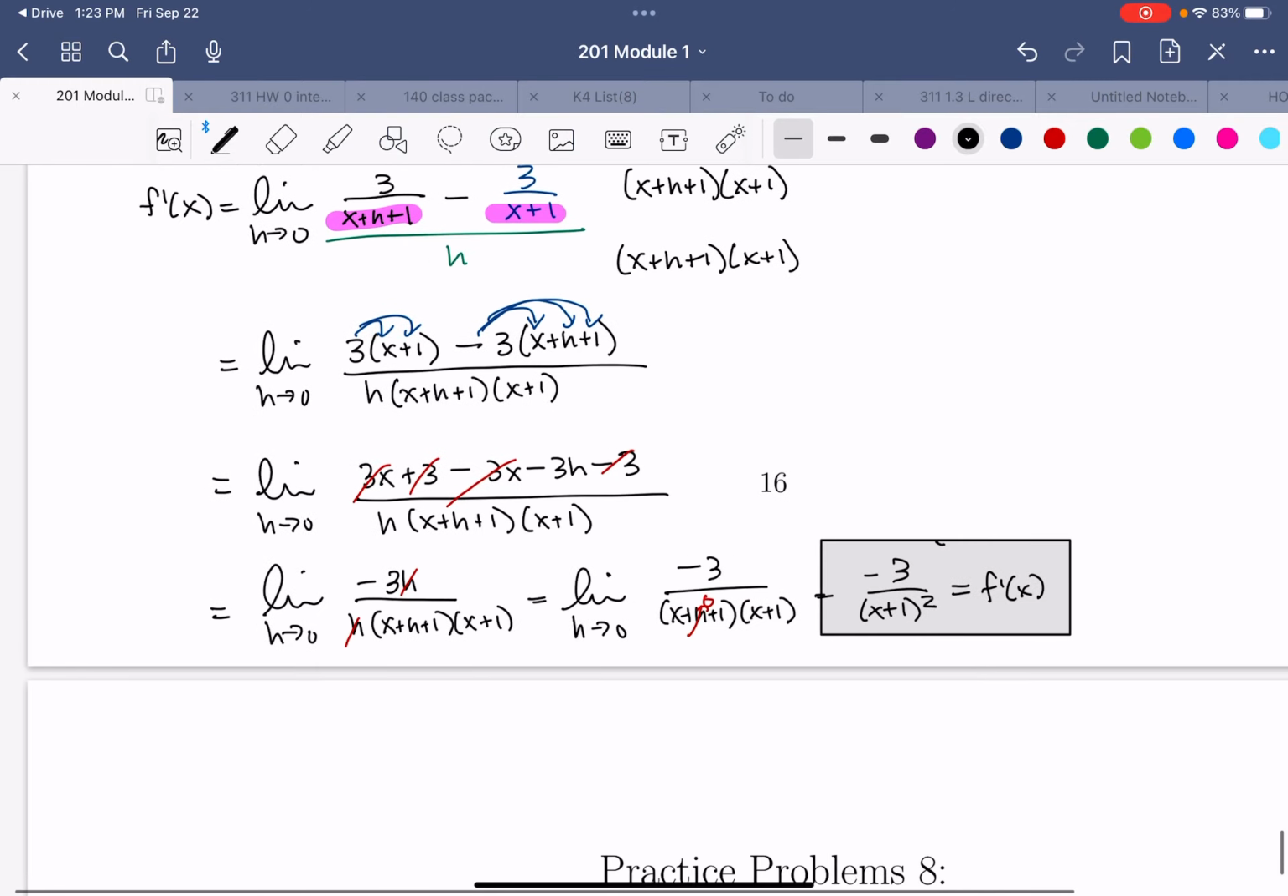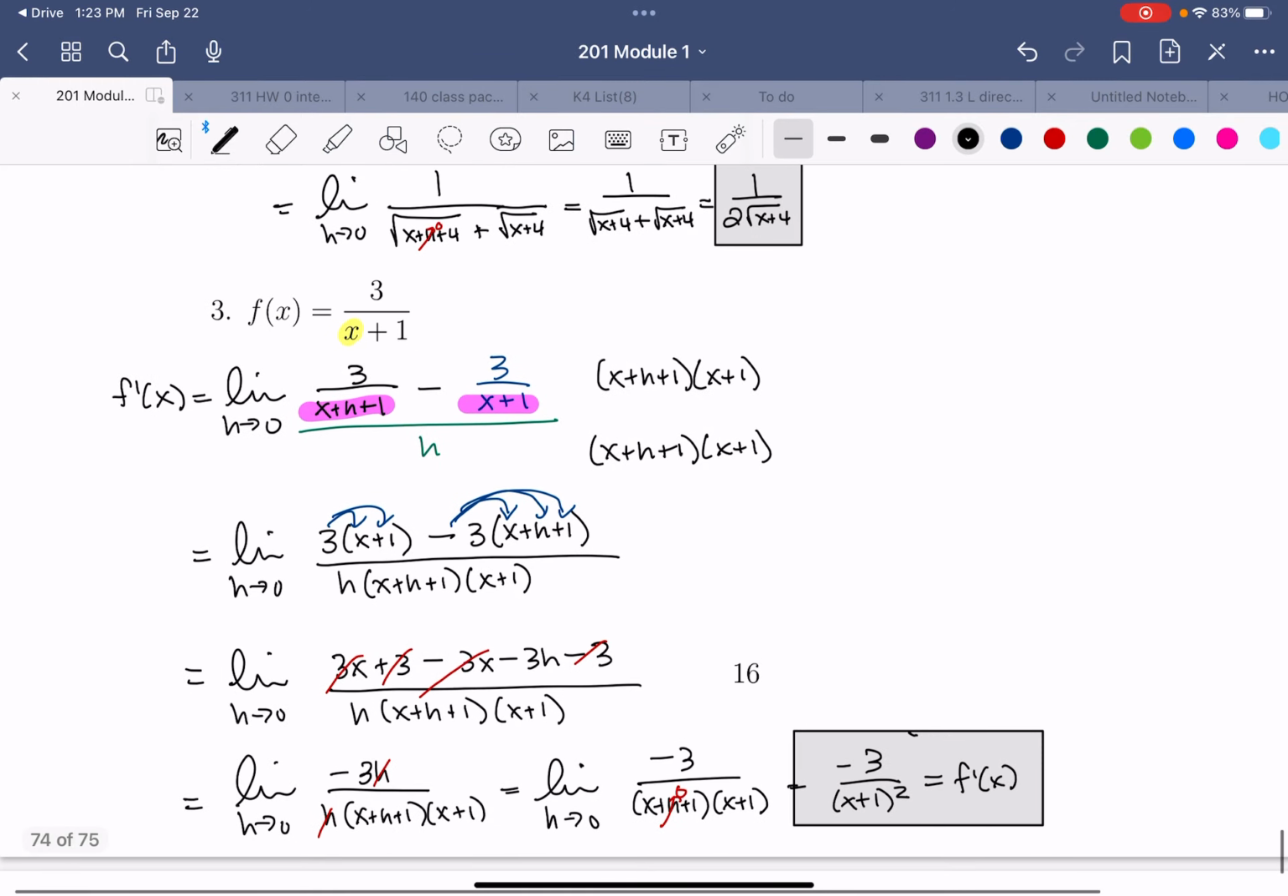So for polynomials, we expand and multiply everything out. For square roots, we multiply by the conjugate. And for fractions, we're going to multiply by both denominators to clear everything out.